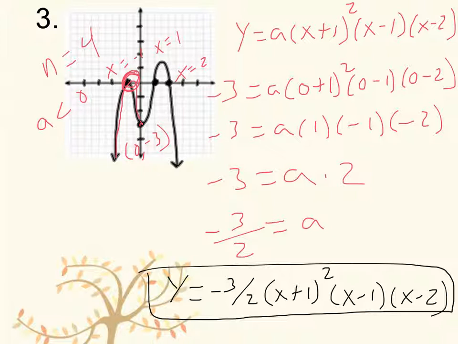And again, what I'm really hoping you see here is the similarities, that it's really about using the zeros to find factors, using an additional point to find a. Regardless of the degree, that's what the process is really all about.